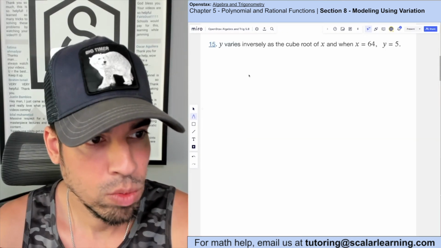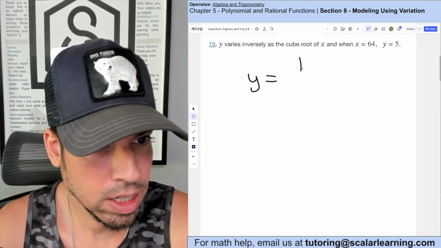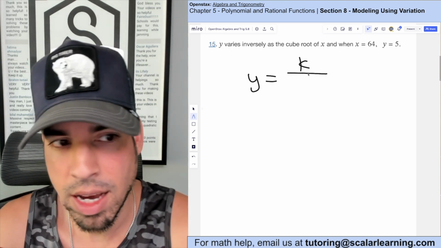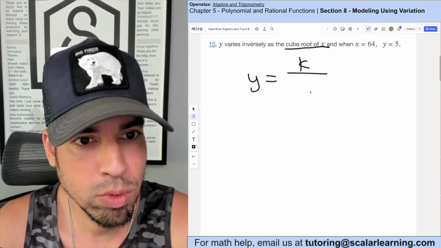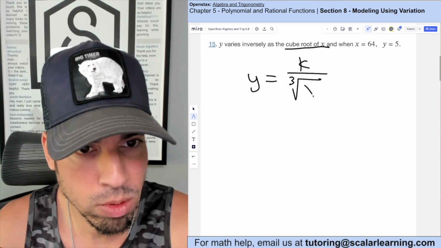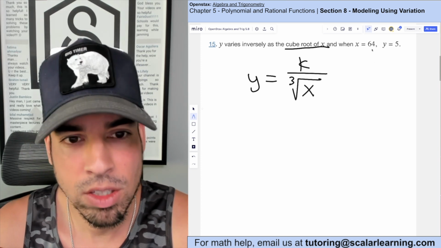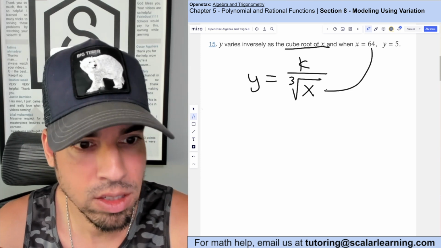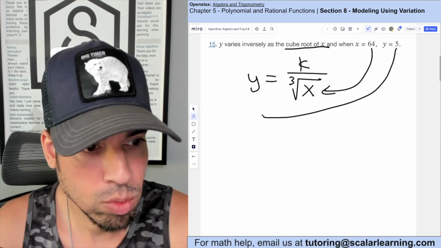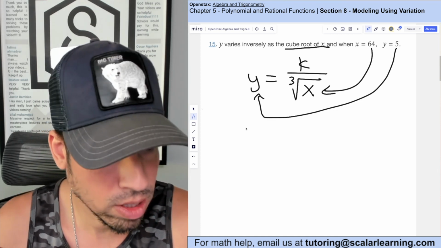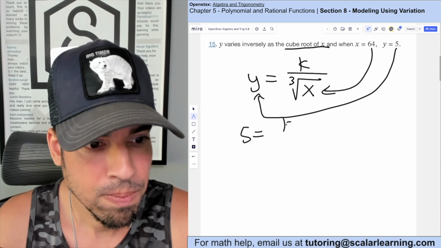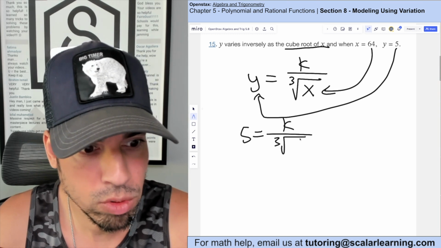So for this one, it says y varies inversely, meaning k is over the x variable, as the cube root of x. That's the cube root of x, like so. And then we have these two values. When x is 64, y is equal to 5. So we're going to plug those in and solve for k. So 5 equals k over the cube root of 64.